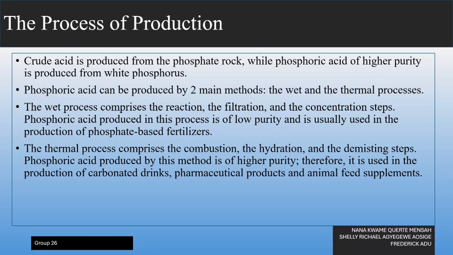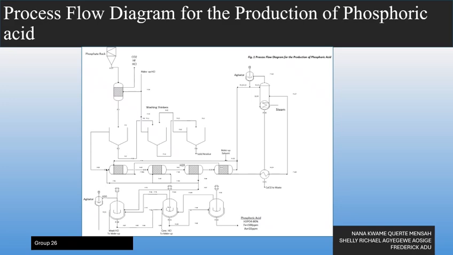Both the wet process and the thermal process are used to make phosphoric acid of different purity levels. The wet process is used to make phosphoric acid of low purity, which is mainly used for phosphate-based fertilizers, whilst the thermal process is used to produce acid of high purity, which is used in carbonated drinks, pharmaceutical products, and animal feed supplements. So this shows the process flow diagram for the production of phosphoric acid.